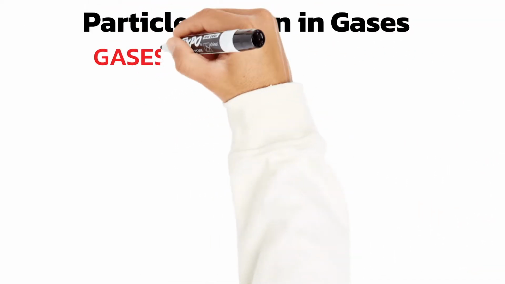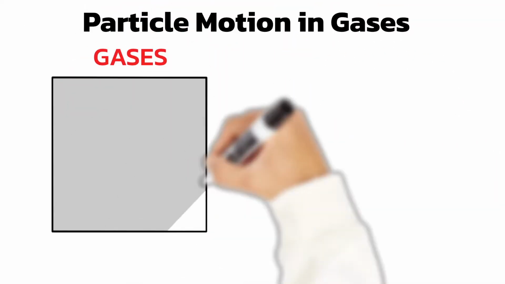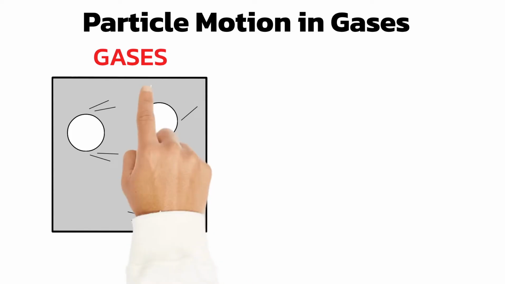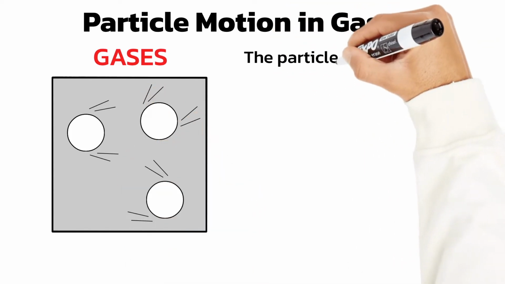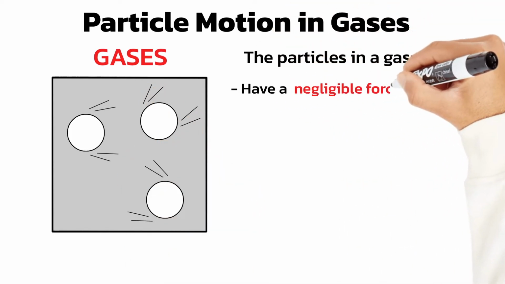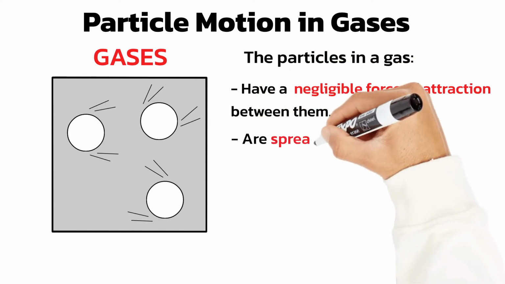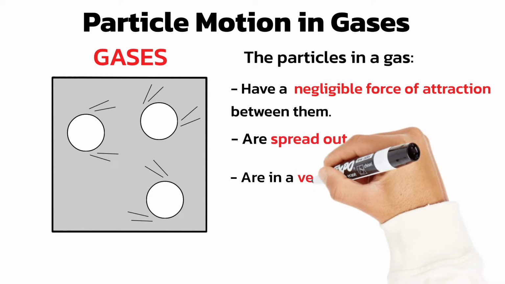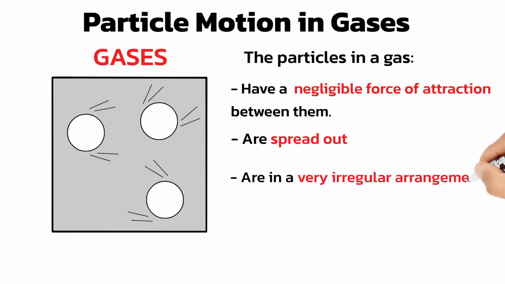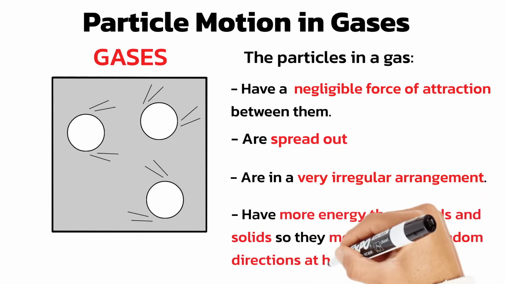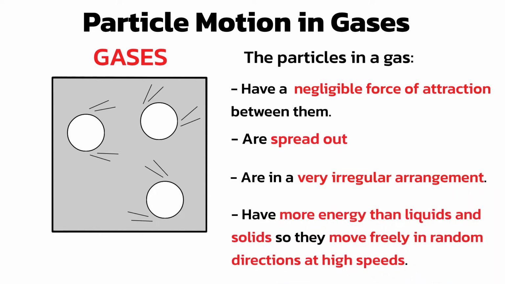As you will know from your work on states of matter, the difference between solids, liquids and gases is how their particles behave. The particles in a gas have almost no intermolecular forces of attraction between them. They are spread far apart and have a completely random arrangement. The particles have, on average, more energy than the particles in liquids and solids, so they move freely in random directions at high speeds.